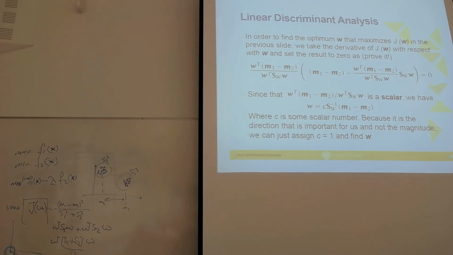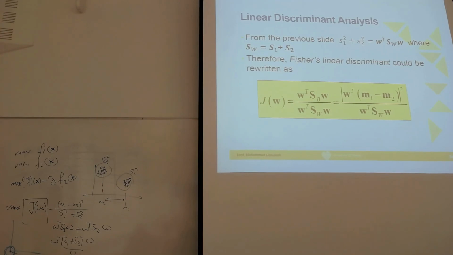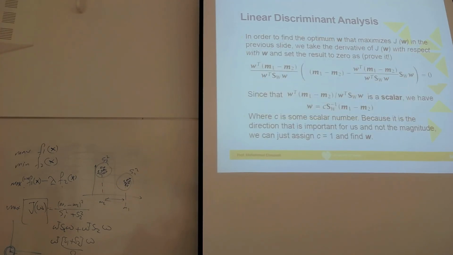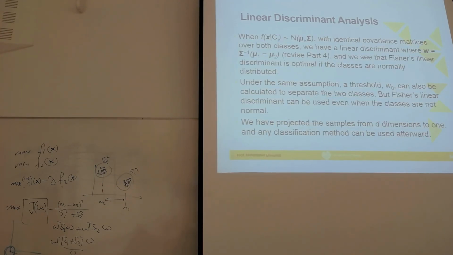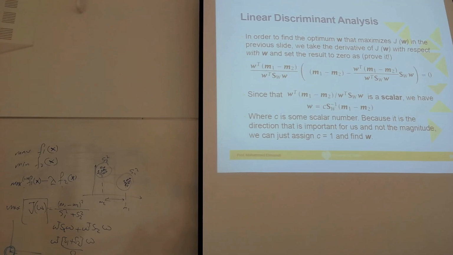So this means that the Fisher linear discriminant is optimal in case the data is normally distributed and you also have the same covariance in each class. But of course, it's not necessarily like that. The good thing about Fisher is that it works fine also with different kinds of data distributions.